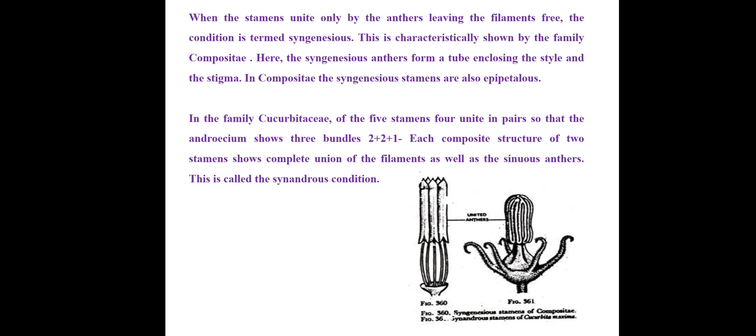Now in this diagram you can see the first one, figure number 360. Here the anther lobes are united where the filaments are free. What is this condition called? Syngenesis. It is found in Compositae members. On the right side is the union of five stamens, two plus two plus one. This is called the synandrous condition, found in the Cucurbitaceae family. So this is about the androecium.